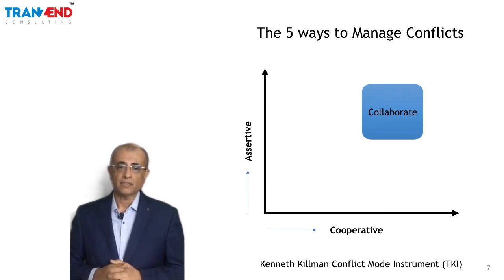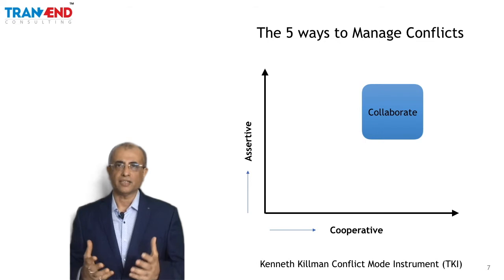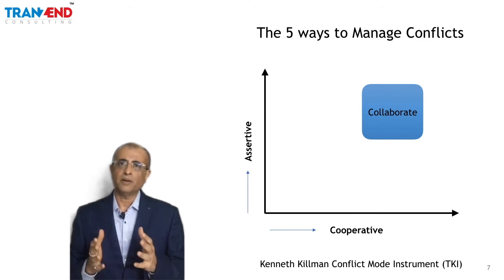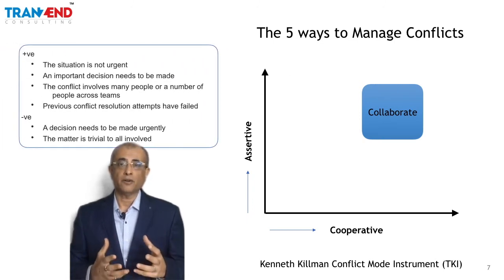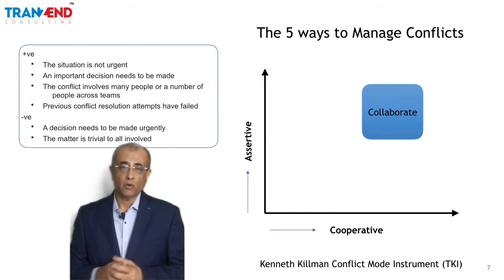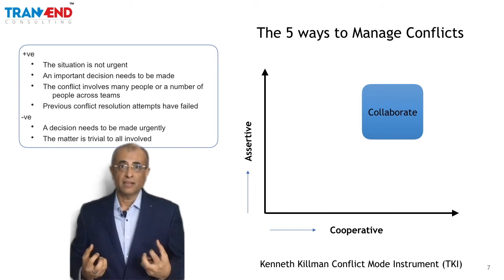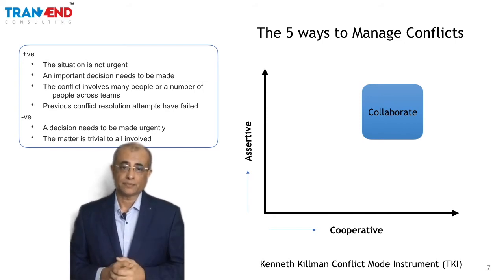Now, there are certain situations where collaboration definitely is very useful. For example, if the situation is not urgent, because collaboration needs a little bit more time. You can't speed up a collaborative process. So if the situation is not urgent, it's a great idea to try and be collaborative, to try and look for a win-win solution, to try to look beyond what we think is the right way to do things.